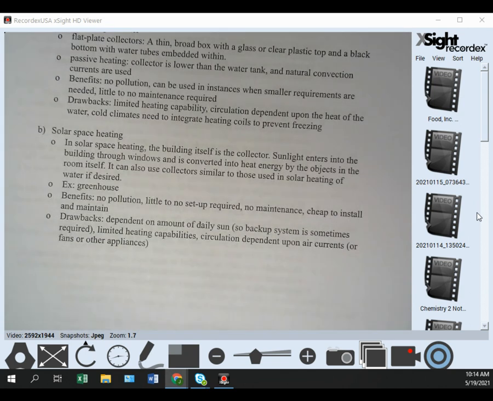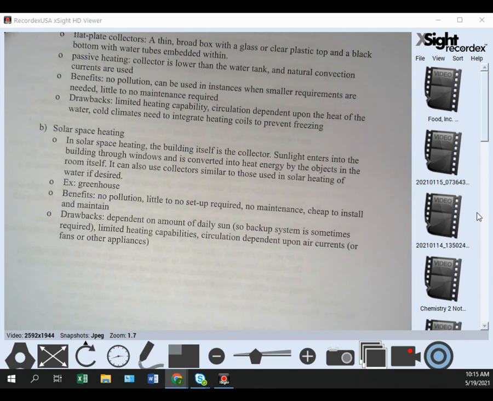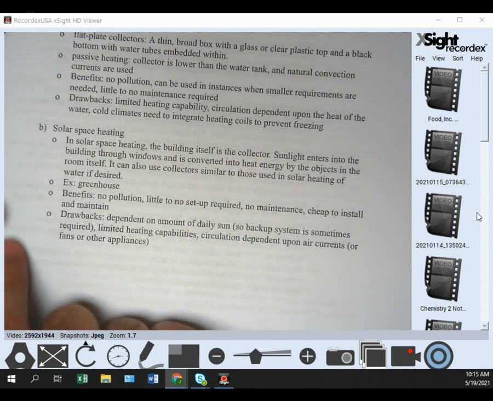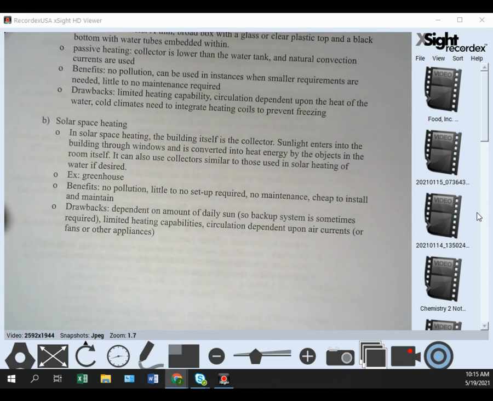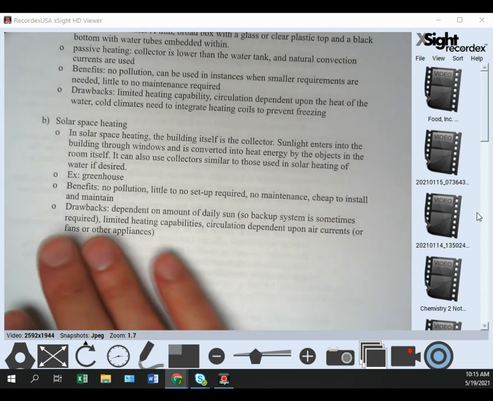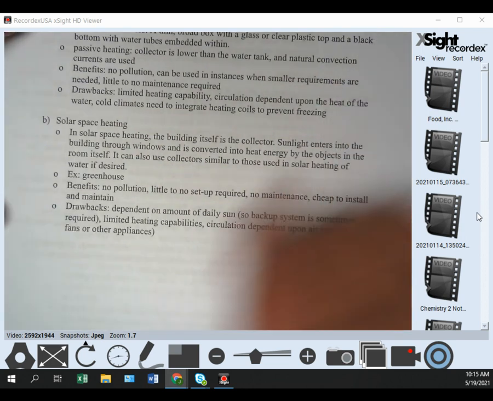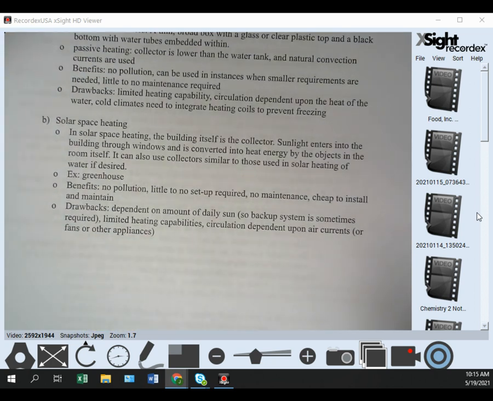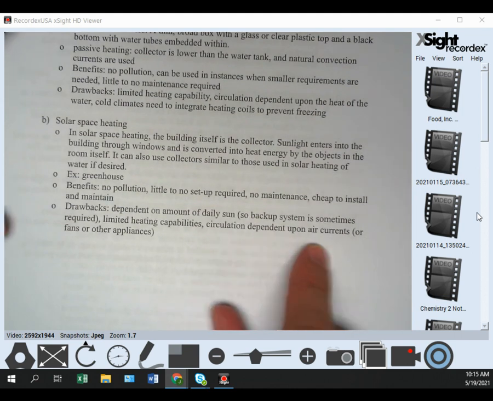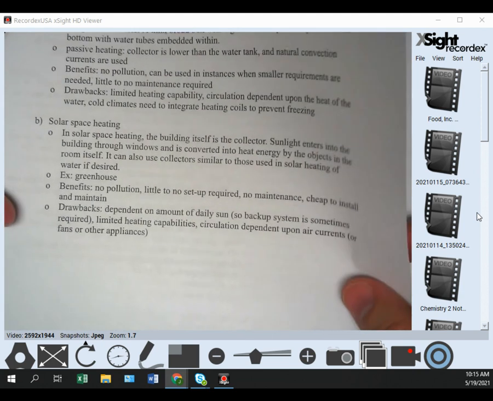Okay. So that would be solar space heating, and everybody's houses have a little bit of that because everybody's houses have windows, so you get a little bit of heating from that. Benefits are very similar: no pollution, little to no setup required, no maintenance, cheap to install and maintain. Drawbacks: dependent upon the amount of daily sun. So backup systems are sometimes required if it's your main place where you live. You have to have some kind of backup system that you can rely on if it's not sunny. Limited heating capability. Again, you're limited to just whatever the sun and the objects can turn into heat. Circulation is dependent upon air currents or fans or other appliances. So those would be some of the drawbacks.